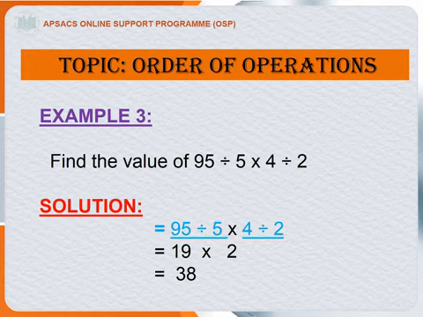Example number 3. Find the value of 95 divided by 5 multiply 4 divided by 2. In this question, we have two operations, divide and multiply, but divide in two places. So we will solve both at the same time. 95 divided by 5, 19. Multiply remains same. 4 divided by 2, answer is 2. Now the next step is 19 multiply 2, answer is 38. Got it?